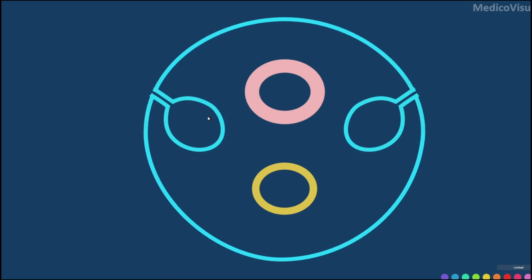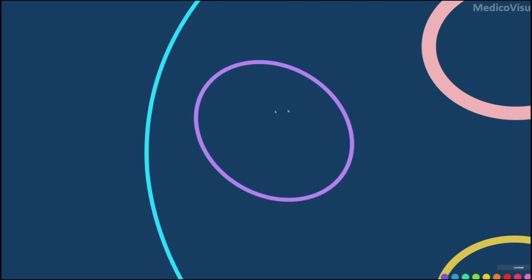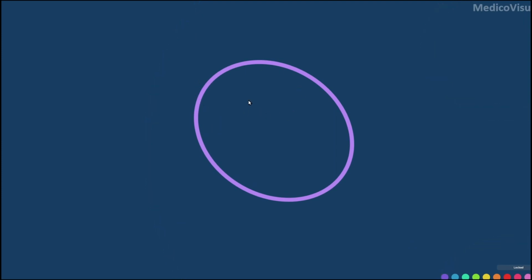Then this neck will constrict here, and ultimately this connection will be lost, and now we have this auditory vesicle or otocyst. Now this otocyst, I have changed its color so that it will be easy for you to differentiate from the other structures. Now it will divide into two parts, but before that let me isolate it and remove all other distractions. Let's just focus on this.